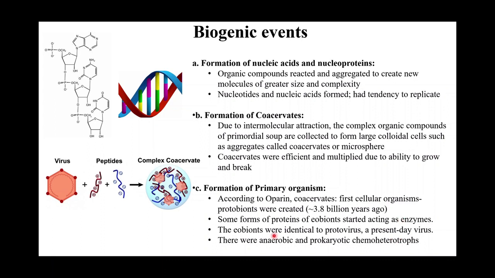And the eubionts were identical to protovirus, a present day virus. They were anaerobic and prokaryotic chemoheterotrophs. So what they mean is, as and when they started enzymes, what do enzymes do? They break off and they form new complexes. So these are the viruses or these are the eubionts, and you have already peptides in the environment. Now you have something which can work as an enzyme with peptide. So now you have both the components, something that can go on its own and does its own reaction, and it also has its own raw material attached to itself. So it starts getting more complex as and when you start moving ahead.